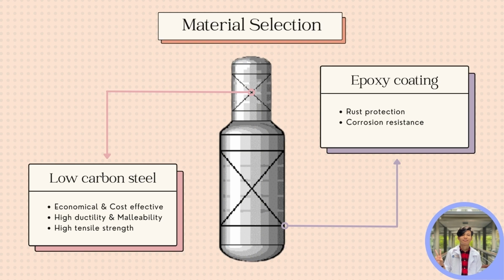For construction material, we have chosen low carbon steel with epoxy coating because low carbon steel has a high tensile strength to withstand high pressure differentials. Moreover, low carbon steel has a low carbon content which makes it very malleable and more cost effective. In addition, low carbon steel will be coated with epoxy to avoid rusting and corrosion during the adsorption process.